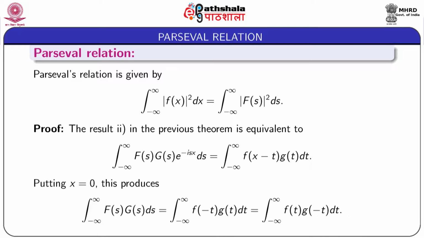In this result, we put x equal to 0 and this produces integral minus infinity to plus infinity capital Fs into capital Gs ds. This is equal to integral minus infinity to plus infinity f(minus t) into g(t) dt. This can be shown to be equal to integral minus infinity to plus infinity small f(t) g(minus t) dt.